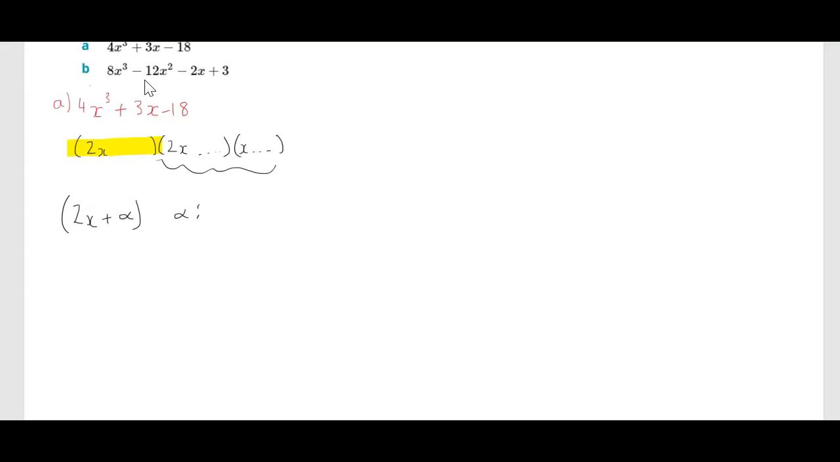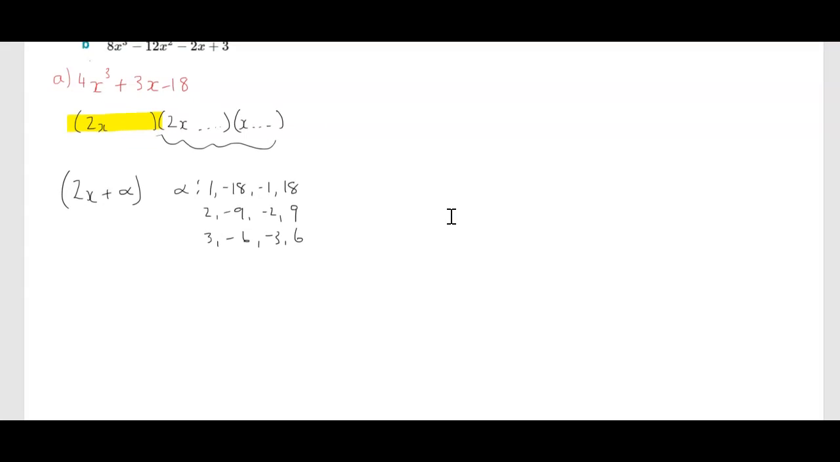So alpha could be, let's just do all the factors. We've got -18, we can have 1 and -18, -1 and 18. We can have 2 and -9, -2 and 9. We can have 3 and -6, -3 and 6. So you can see there's a lot of factors that we need to actually try, and I'm just going to do them all on the calculator.